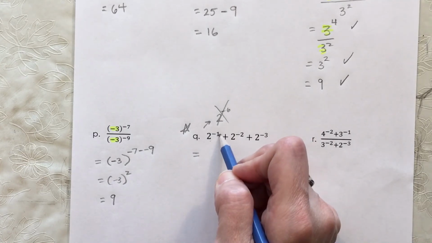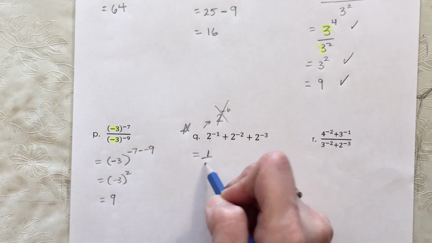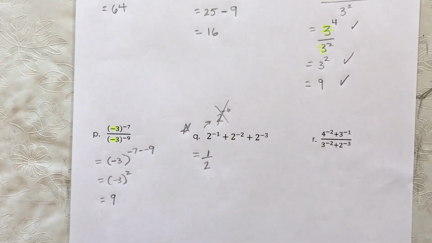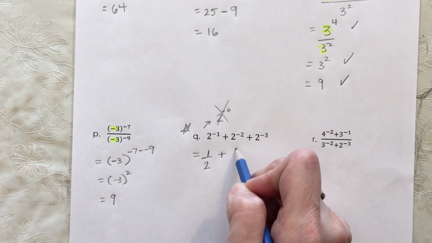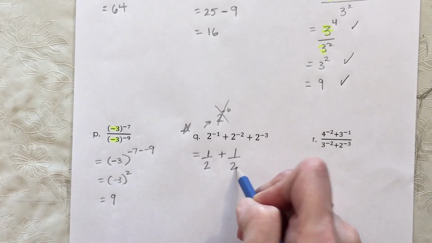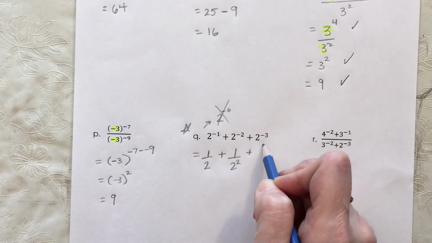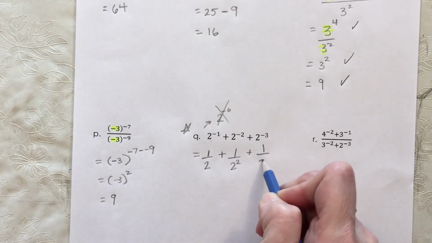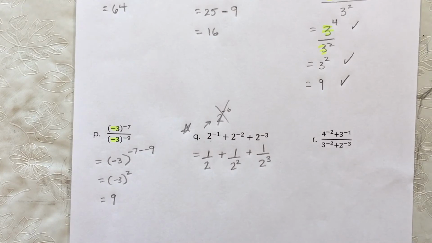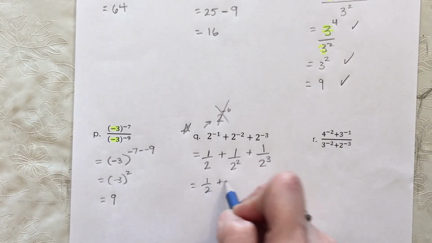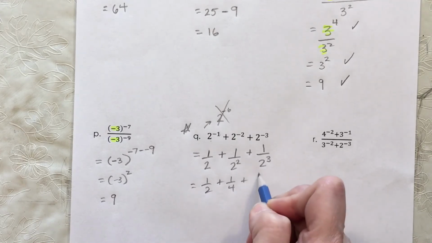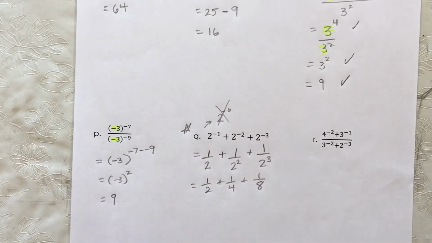So 2 to the -1 using our negative exponent rule is 1 over 2 to the +1, which is just a half. 2 to the -2 using the negative exponent rule is going to be 1 over 2 to the +2. And 2 to the -3 is going to be 1 over 2 to the +3. So that's going to be a half plus a quarter plus an eighth. So we're adding 3 fractions.